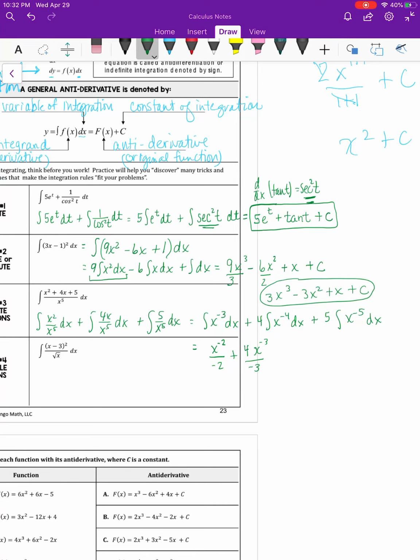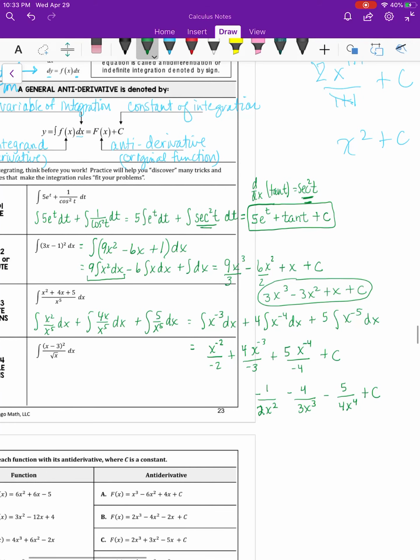And then plus, I've got my 4. This is going to be x to the negative 4 plus 1, so x to the negative 3 divided by negative 3. Plus, I've got my 5 here, x to the negative 5 plus 1, so x to the negative 4 divided by negative 4. And then plus c. And of course, we want to simplify this and at the same time make it so that we have no negative exponents. So this is going to be negative 1 over 2x squared, minus 4 over 3x cubed, minus 5 over 4x to the 4th, plus c.